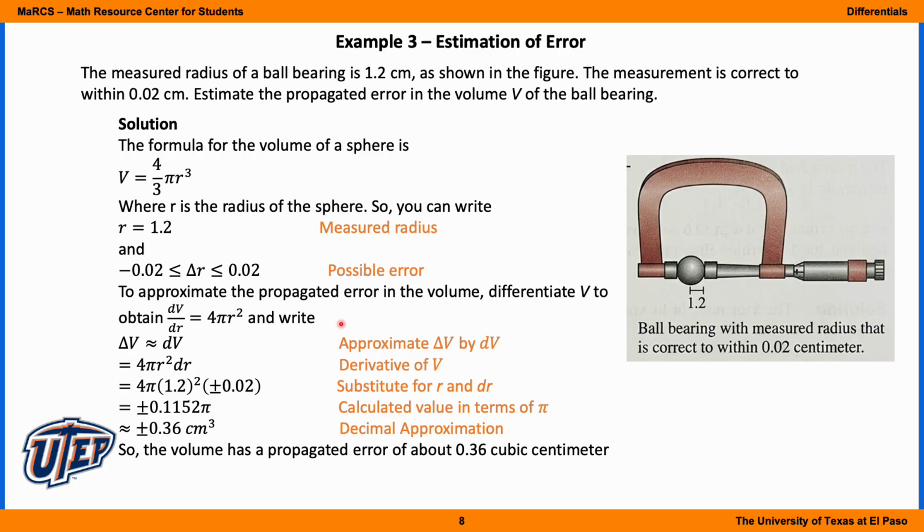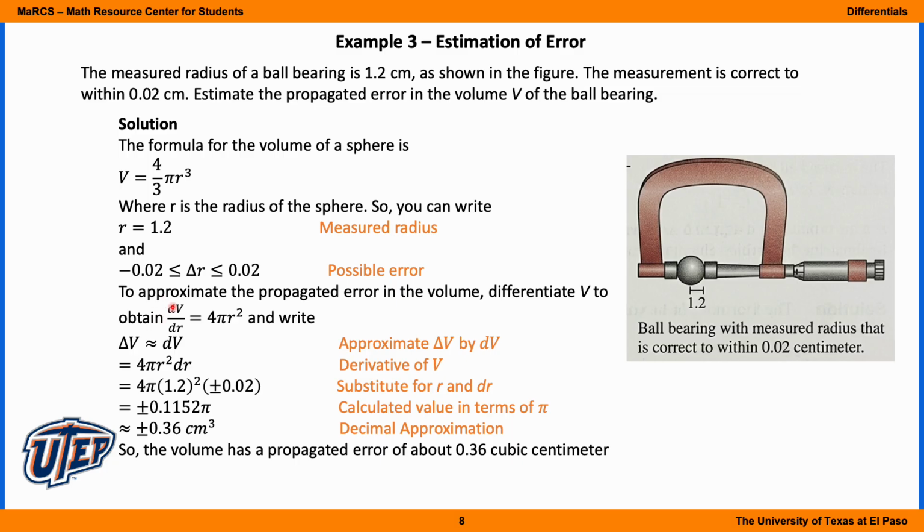So to approximate the propagated error in the volume, we will differentiate v to obtain the derivative of v with respect to r is equal to 4 times pi r squared. And we will write delta v is approximately equal to dv. So we will rewrite dv by multiplying dr to the other side, so we will isolate the dv.